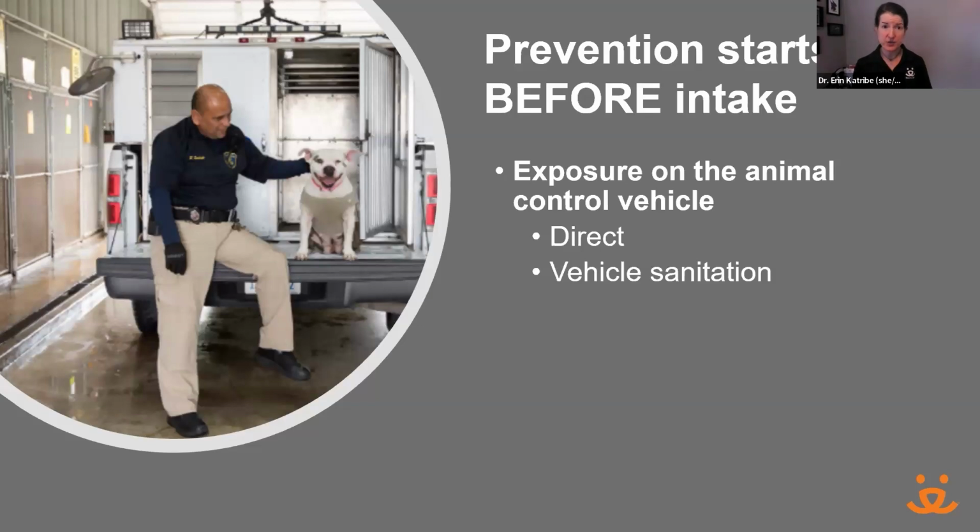Prevention starts before intake. I also commonly see where disease transmission can happen on the animal control vehicle. Even before that animal comes into the shelter, we have to take precautions around preventing infectious disease spread. Either sick animals get put on the truck together, or that vehicle is the fomite because it's not being sanitized appropriately.